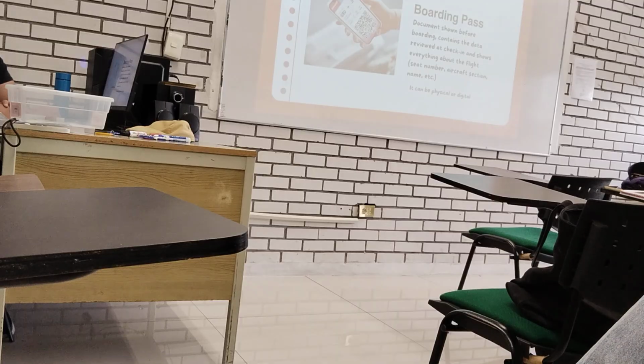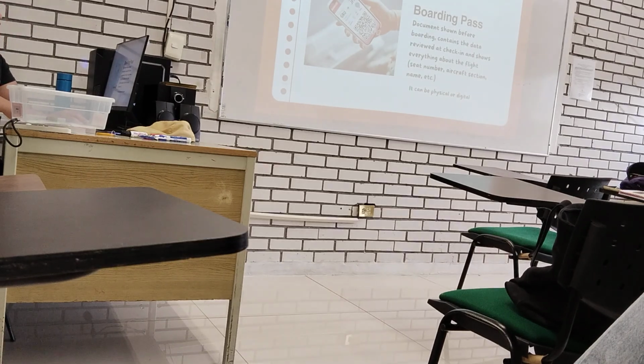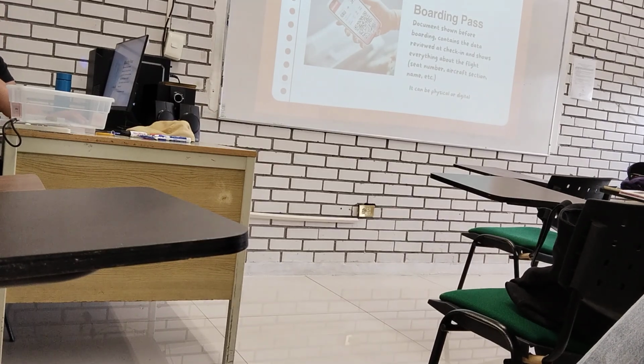And then we have the boarding pass. That is the document that is shown before the boarding. It contains all the data reviewed at the check-in and shows everything about the flight, like our seat, our name, and where we are going and where we are from. Like you can see here, this person is going from, I don't know what, Sao Paulo, and she is flying to the JFK airport in New York. And we can see here that her name is Renata Rojas. And as it says in here, it can be both physical or digital, okay?